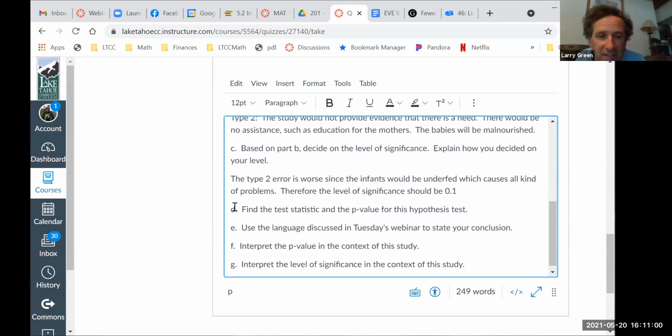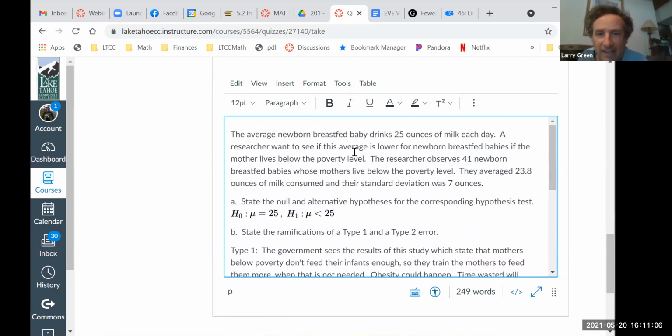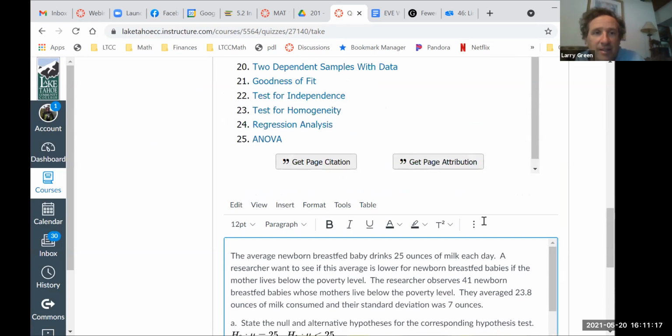Okay, for part D, find the test statistic and the p-value for the hypothesis test. So now we need the calculator. Can't do this without the calculator. Again, our H naught had a 25 here. We ended up with 23.8. We had a sample size of 41. Sample standard deviation was 7. So let's go to the calculator.